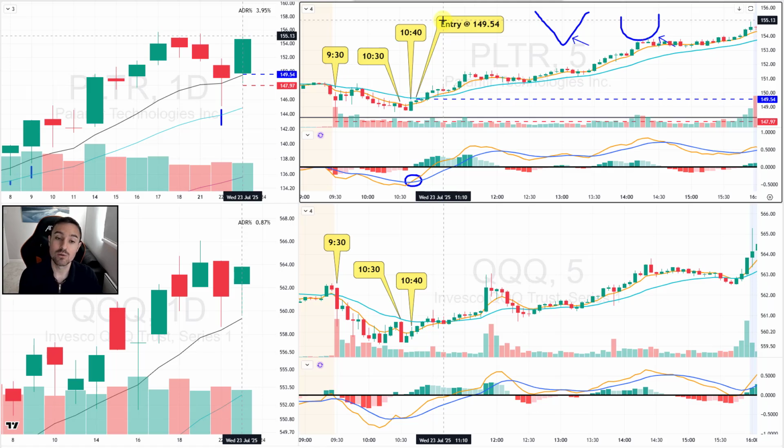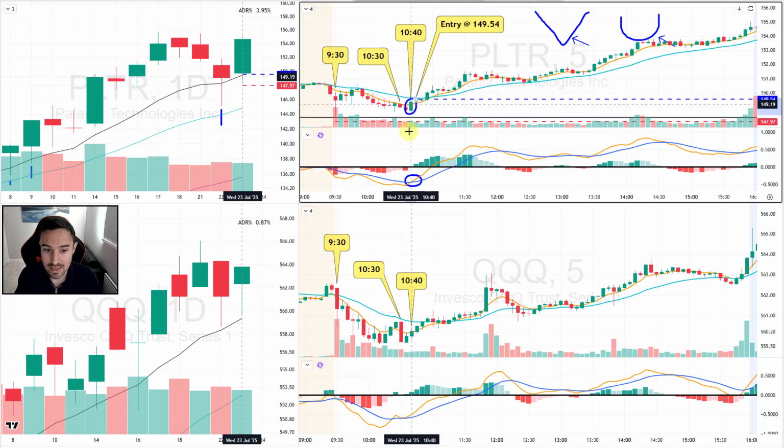Oftentimes with these entries, I will target through the high of the 5-minute 6 EMA reclaim bar. I'll say that again: oftentimes with these entries, I target through the high of the 5-minute 6 EMA reclaim bar. So the reclaim bar is at 10:40 Eastern time. You see this? 10:40 Eastern time.